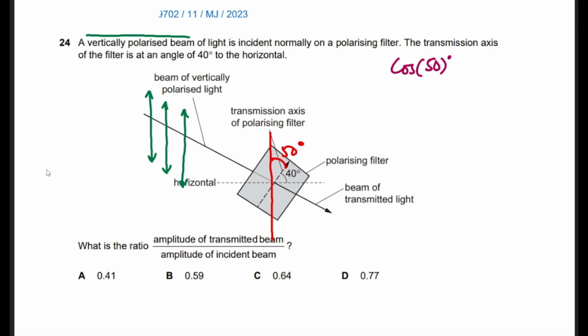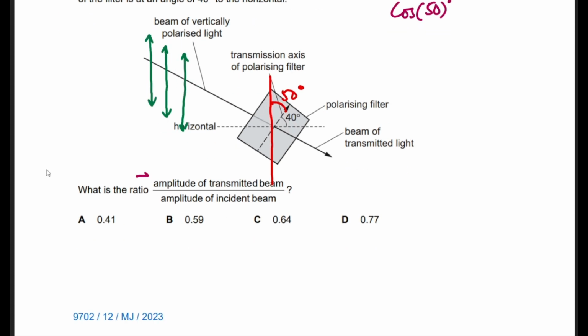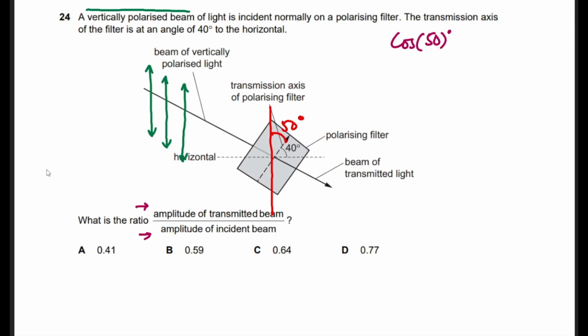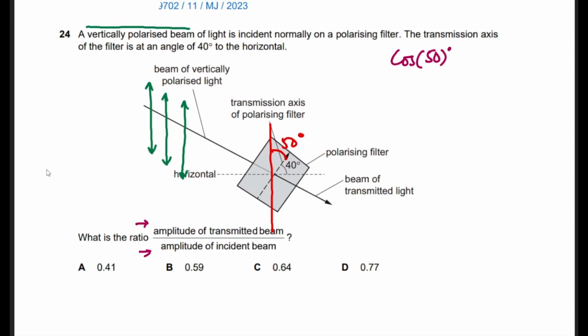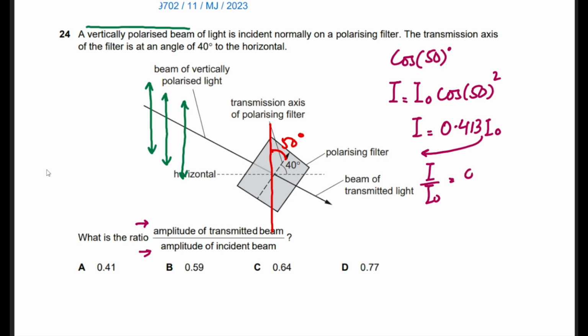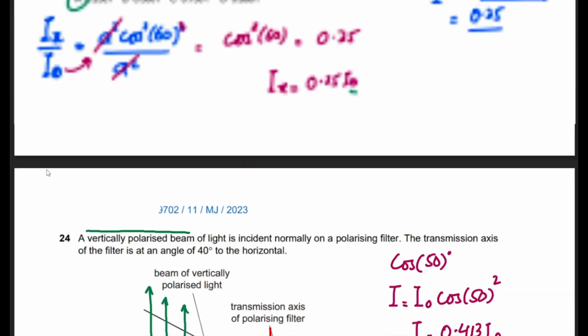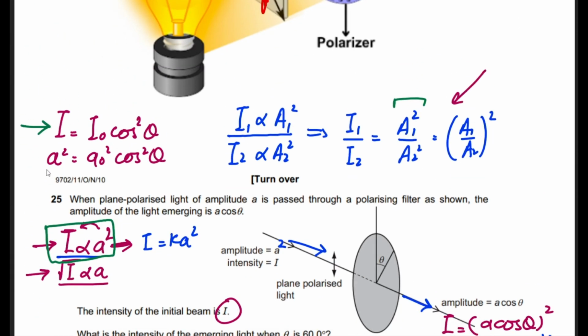And the second mistake that you're going to make is about the amplitudes. We're dealing with amplitudes, not intensity. So let me show you a simple method for this. Let's say that we are dealing with intensity. It would have been I naught with the cos of 50 whole square. So the current intensity comes out as 0.413 I naught. Now, if you take that over there, this becomes I over I naught equals 0.413. And we know this is equal to the amplitude squares, or the squares of amplitude as explained over here, right?